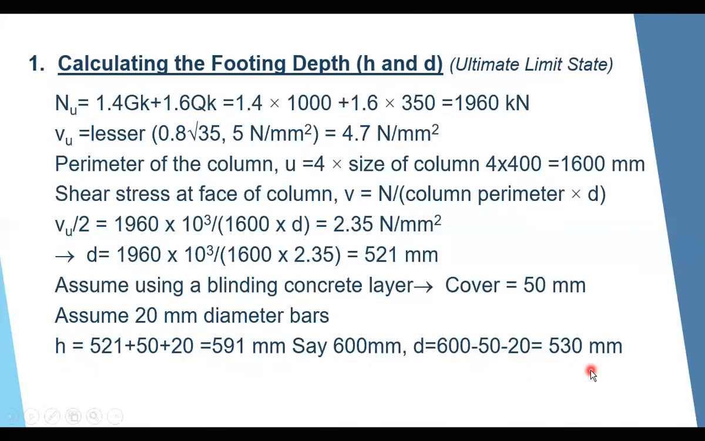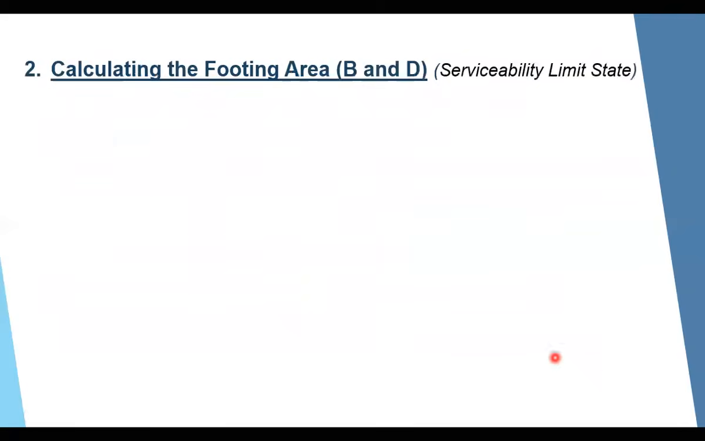The second step is getting the other dimensions of the footing, which is the area of the footing itself: calculating the footing area, or B capital and L capital. For calculating the footing area, we have to use the load at the serviceability limit state because the allowable soil pressure is at the service limit state. So the load in this case will not be the ultimate load, it will be only the service load. So we have to calculate the total service load. We call it N service instead of N ultimate.